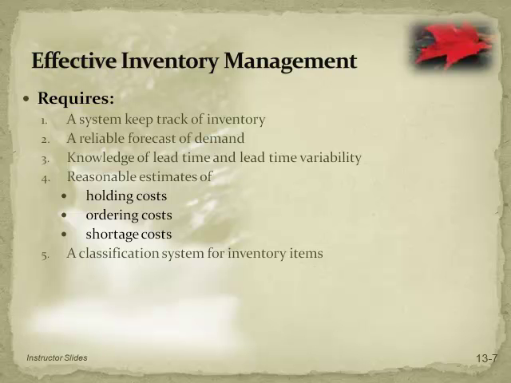So an overall good, effective inventory management system is going to have the elements shown in this slide. The first item on the list is a system. The word system is usually interpreted to mean a computer system, since we live in the age of computers, but it doesn't necessarily have to be a computer system. It means some way of keeping track of inventory, of knowing how much we have.